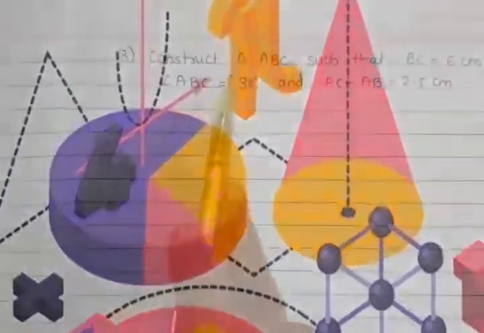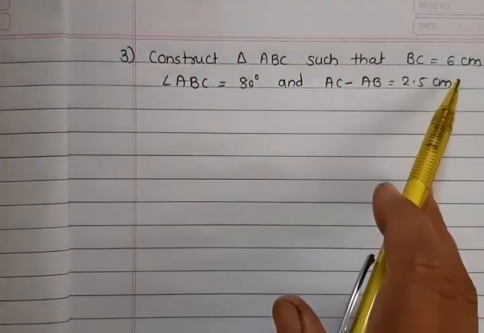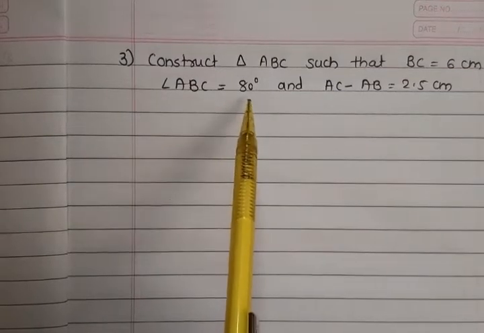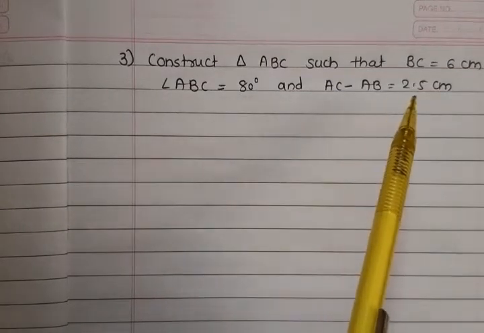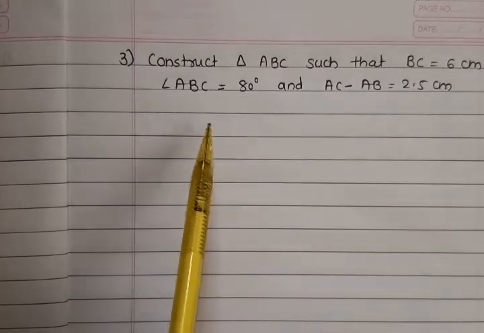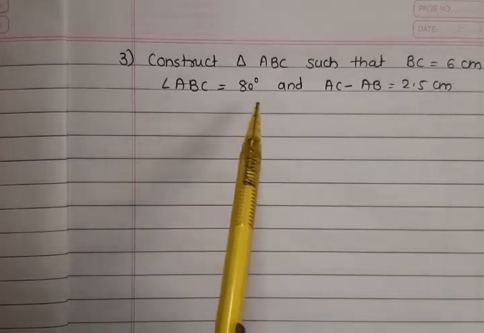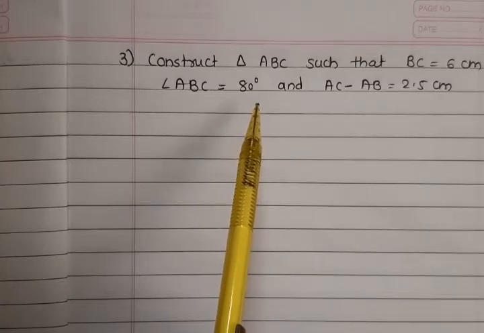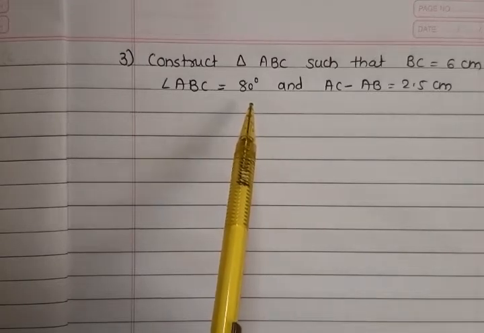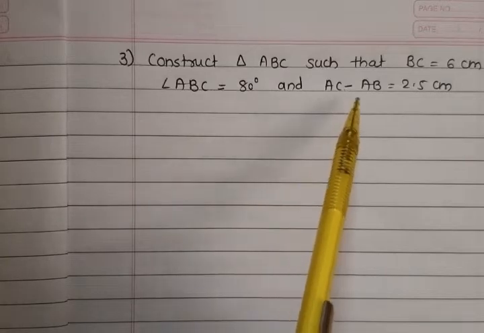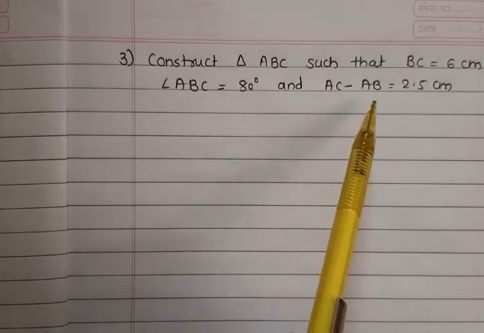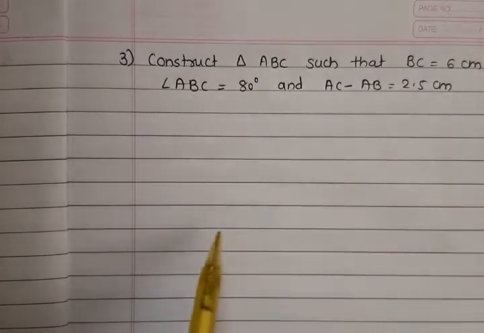Okay, now we'll discuss the third example. Construct triangle ABC such that BC equals 6 cm, angle ABC equals 80 degrees and AC minus AB equals 2.5 cm. Here again in your textbook angle ABC equals 100 degrees is given, but again the construction of the triangle is too large, so instead of 100 you have to make it 80. And one more thing: AC minus AB is given instead of AB minus AC, so here AC minus AB equals 2.5 cm.